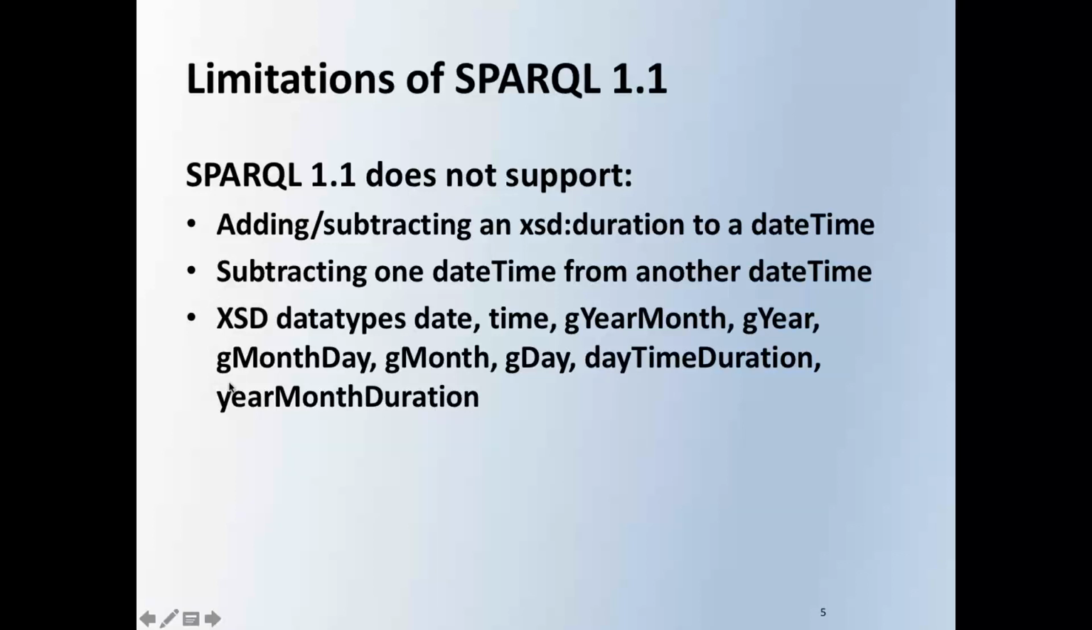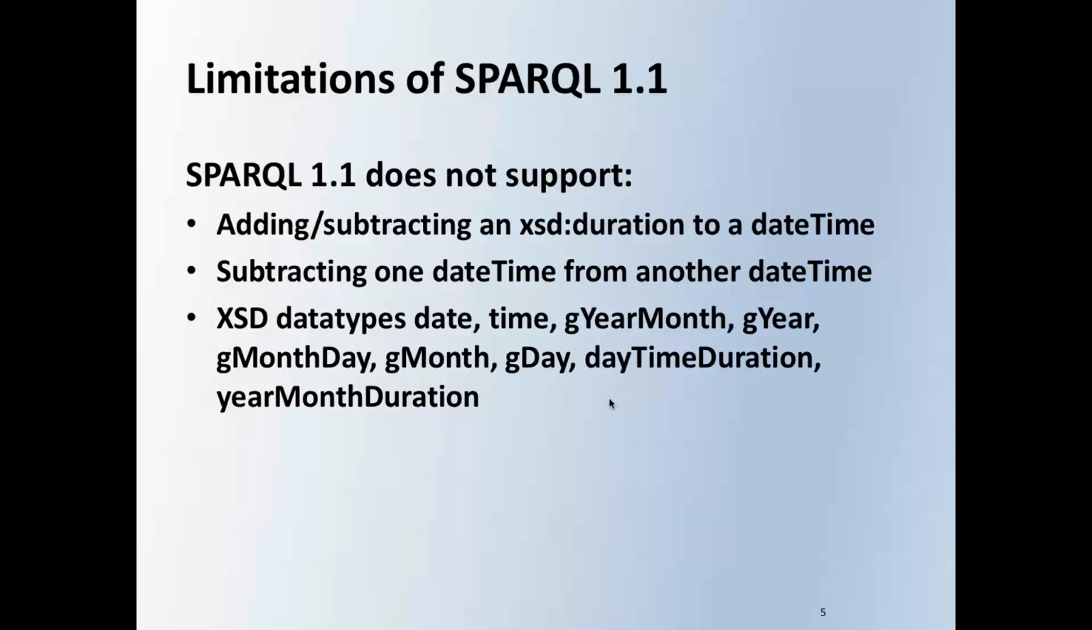And then also none of these other XSD data types will do much of anything in SPARQL 1.1. It's just supporting pretty minimal stuff with dateTimes, not with the date September 3rd, the time 9 a.m., the year-month September 2020, or the year 2020, or any of these other things. They are not supported in SPARQL 1.1.